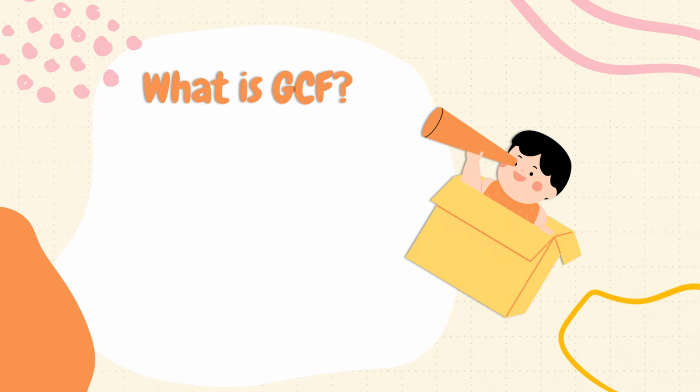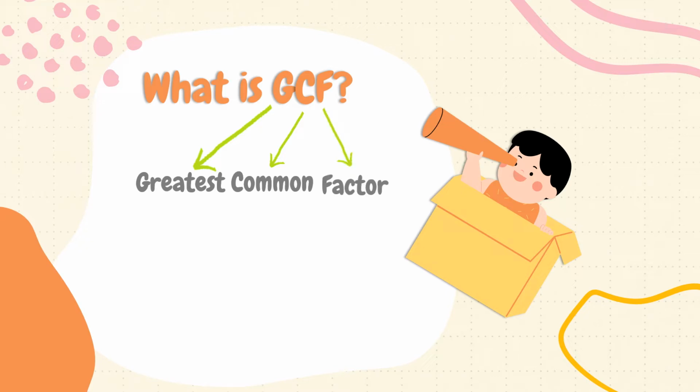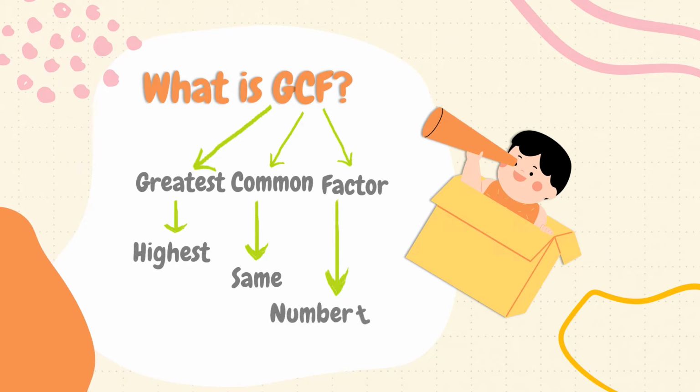So what is GCF? G stands for greatest, C stands for common, F stands for factor. Greatest common factor. What do you mean by greatest? Greatest means highest. Common means the same. Factor, these are the numbers that we multiply.